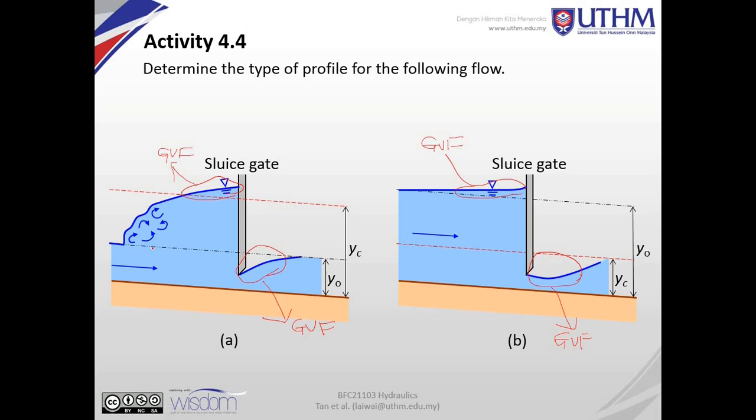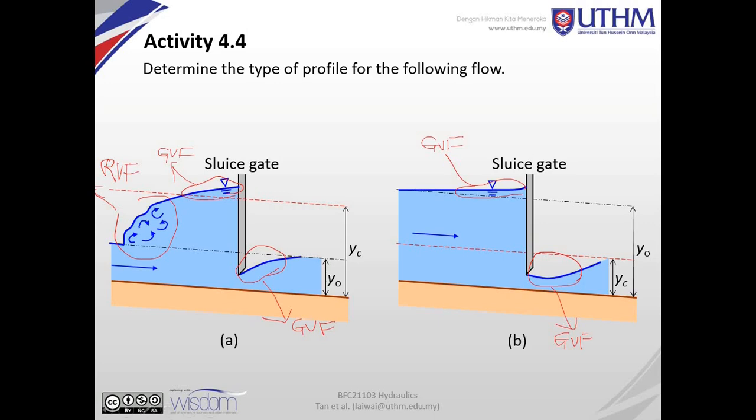Okay, please don't get confused. This is a hydraulic jump. Hydraulic jump is one of the RVFs, so this is the rapidly varied flow type. We don't consider this in this example because this is another type of flow. So altogether we have 4 GVF to be determined.